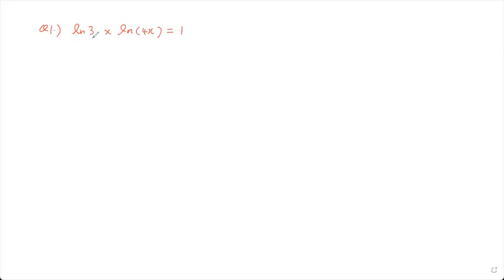Okay, so take note that ln 3 is a constant. So I can divide both sides of the equation by ln 3. Ln 4x is equal to 1 over ln 3. Okay, so I'm going to use this rule. Log b base a equals c, right? Then b is equal to a to the power of c. Okay, so I've shown this in the previous video.